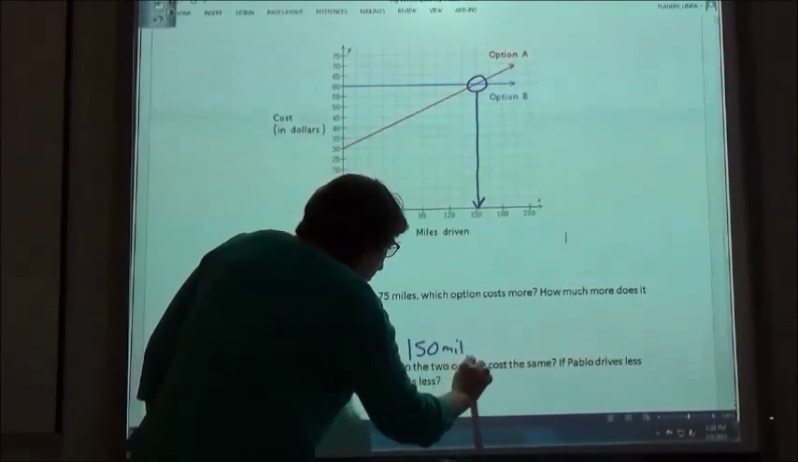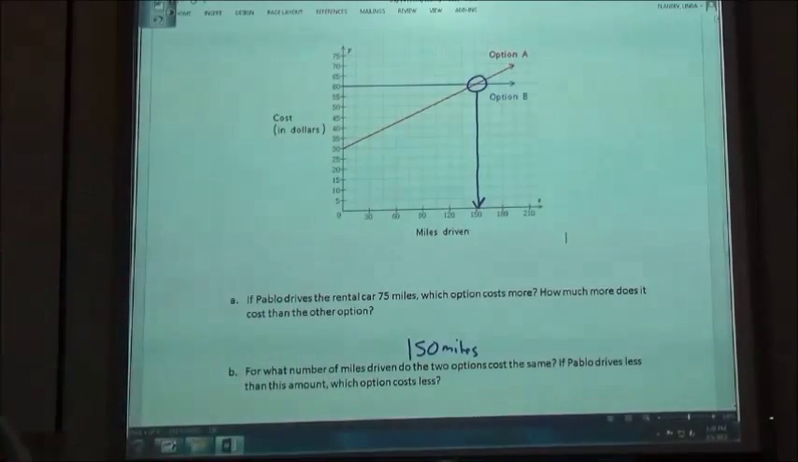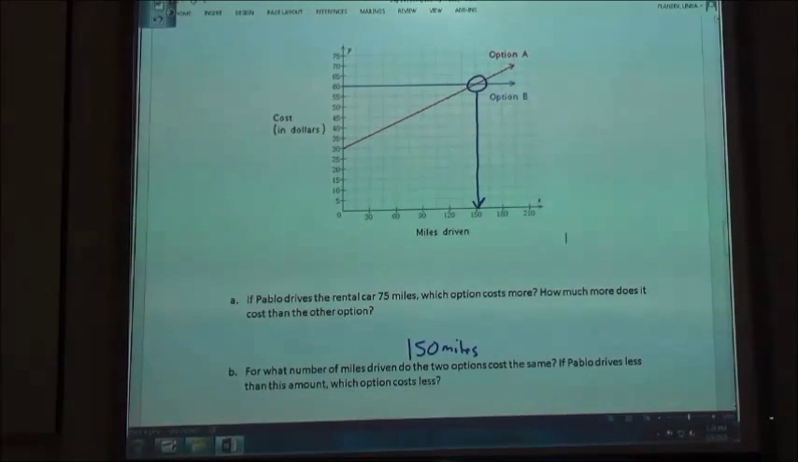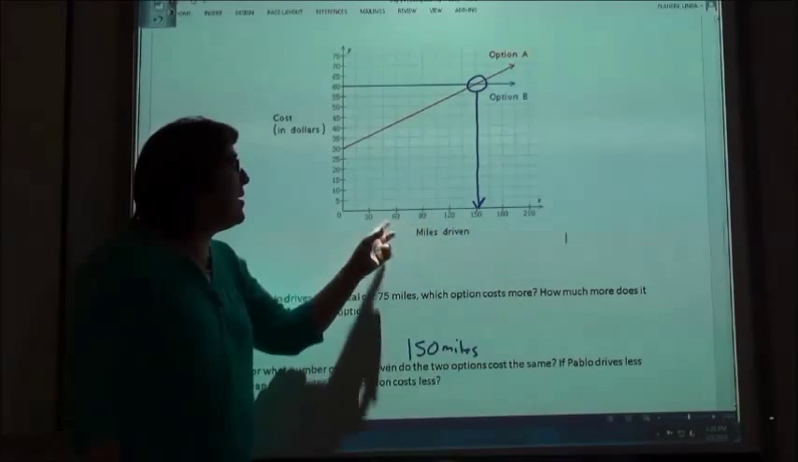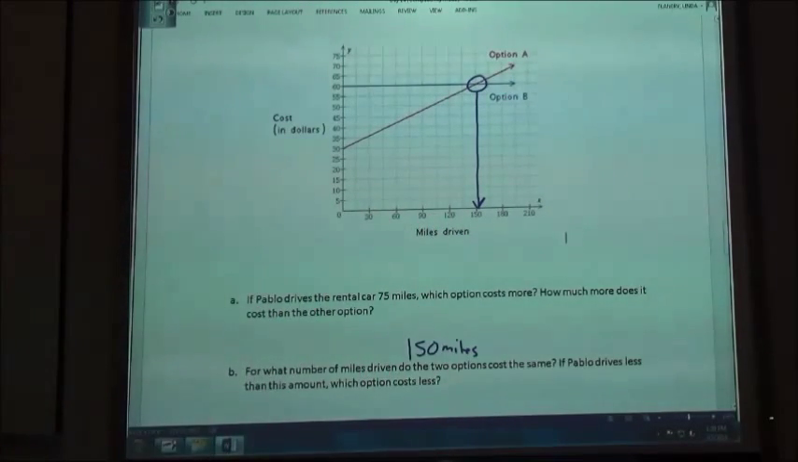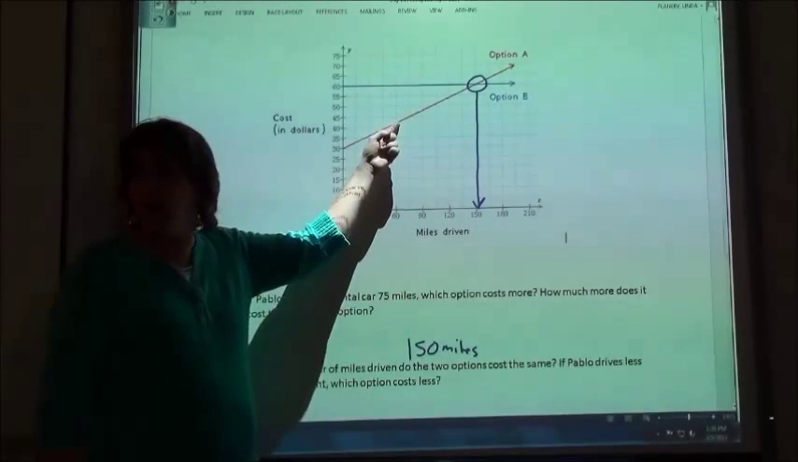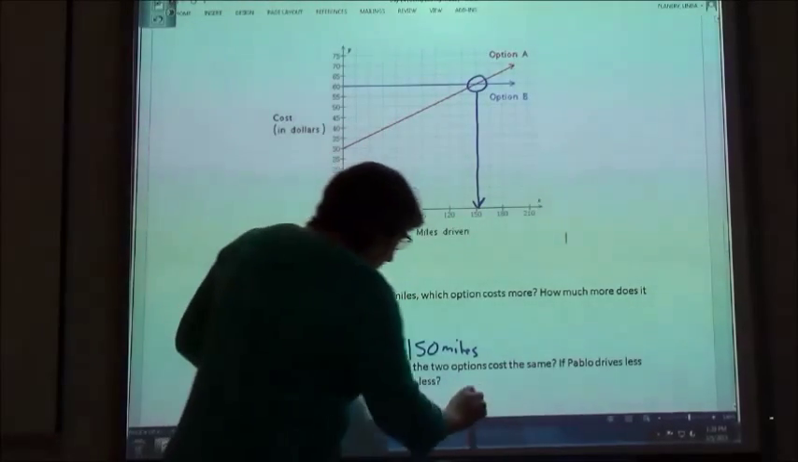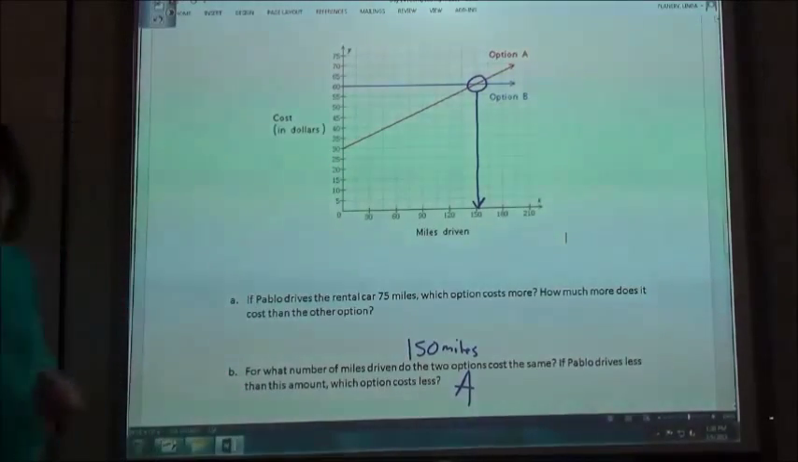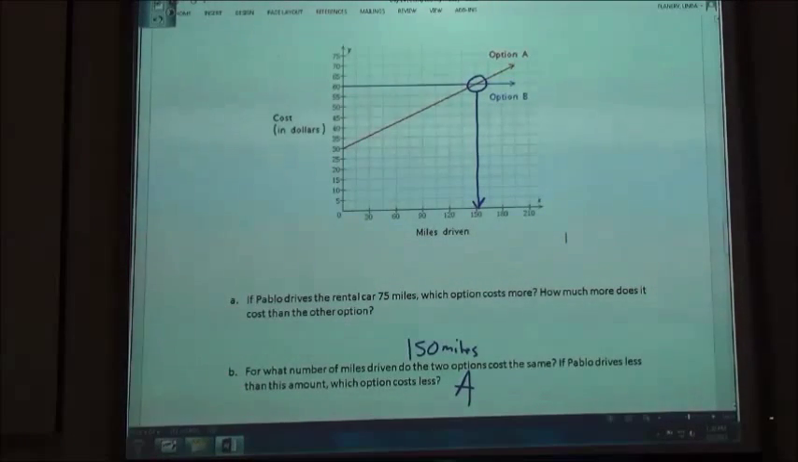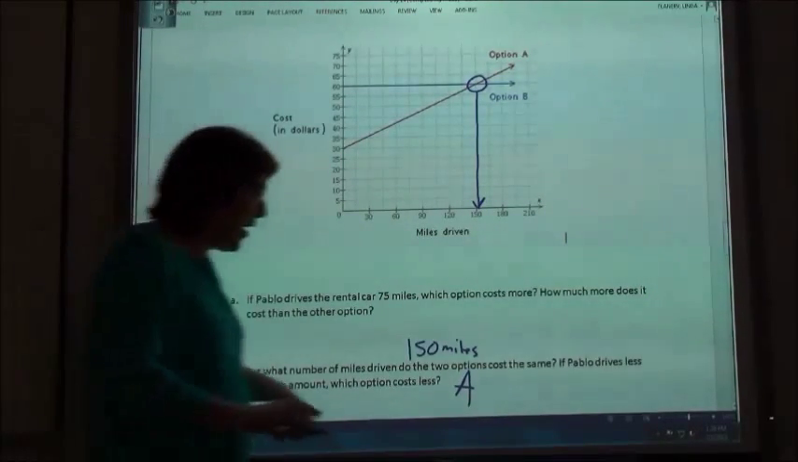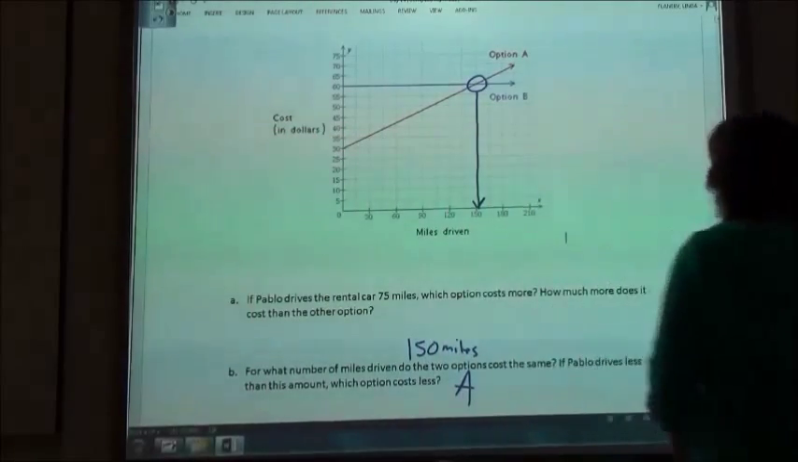150 miles. If Pablo drives less than this amount, meaning less than the 150, you can pick anything less than the 150. Maybe you want to go to 60. Doesn't matter. If he drives less than this amount, which one is going to cost me less? Anywhere less than this, which line do I run into first? Option A. So, checking to see if you know how to read a graph and all of that good stuff.